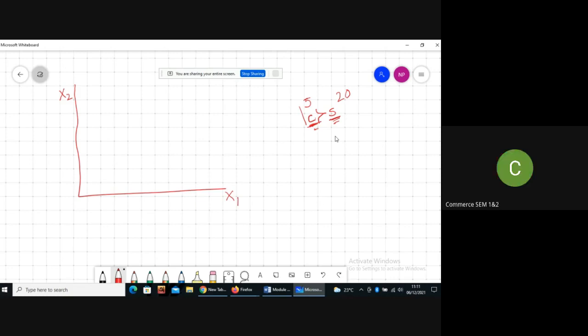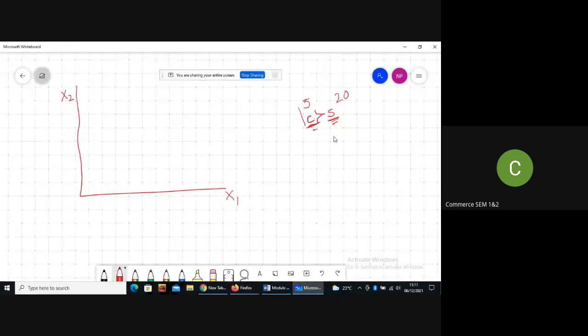Now in this diagram, we are measuring commodity 1, X1, on the horizontal axis, and commodity 2, X2, on the vertical axis. Now take any point here. What does this point mean? Anyone?